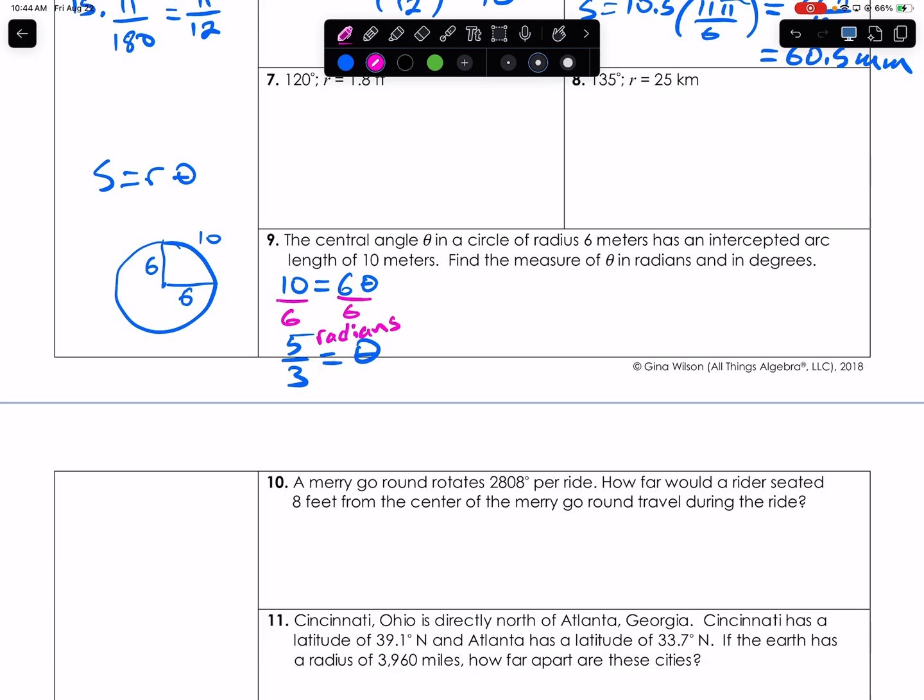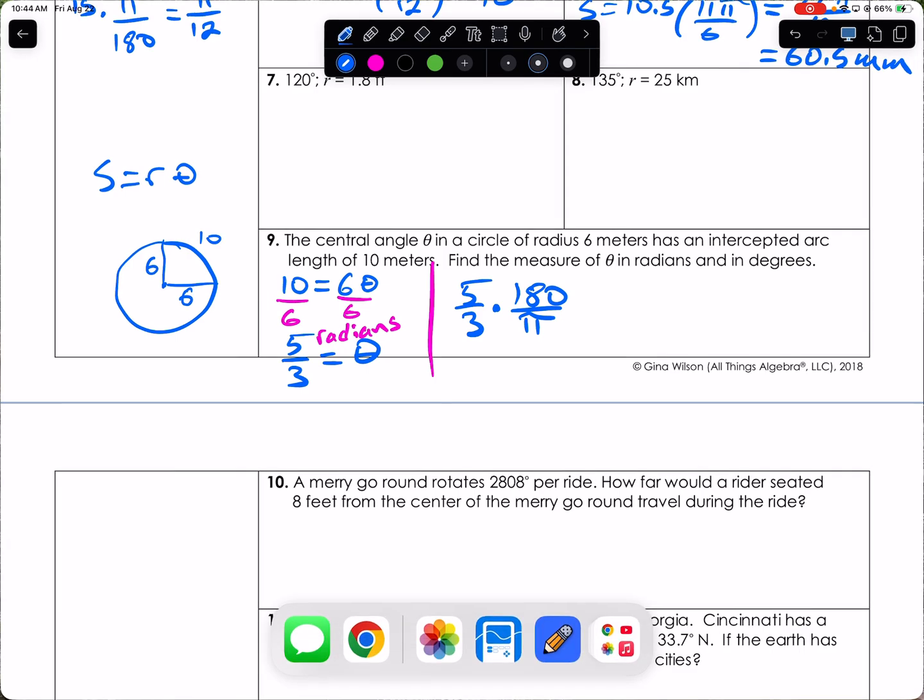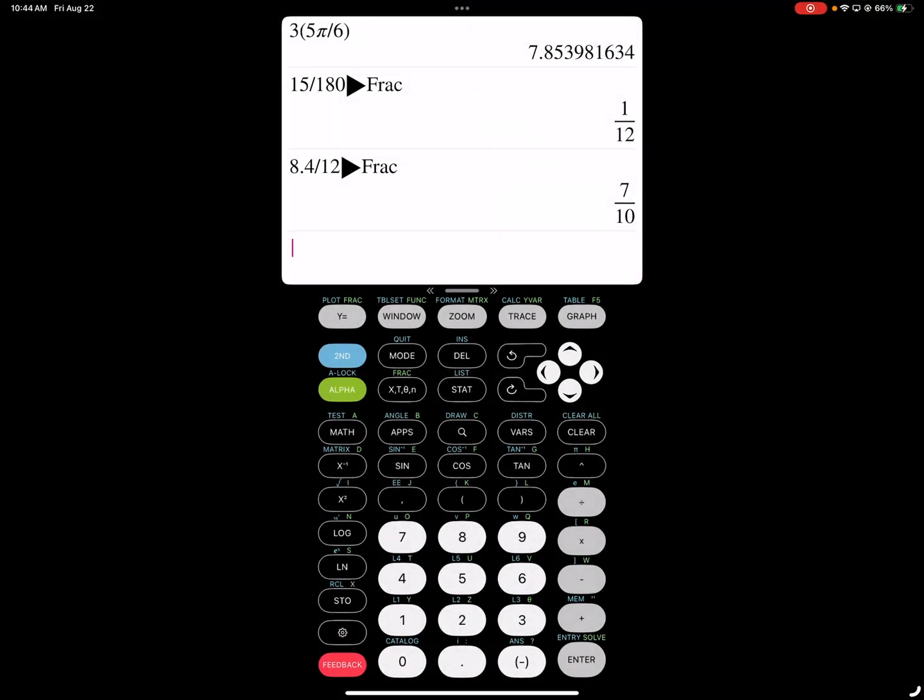And now we want the degrees. So when we get the degrees, we're just going to go 5/3 times 180 over pi. So that's the weird part, right? There's no pi's to cancel. We just have to multiply that in our graphing calculator. And we're doing 180 divided by 3.14 as part of that problem. So that's just kind of the weird intricacy of that.